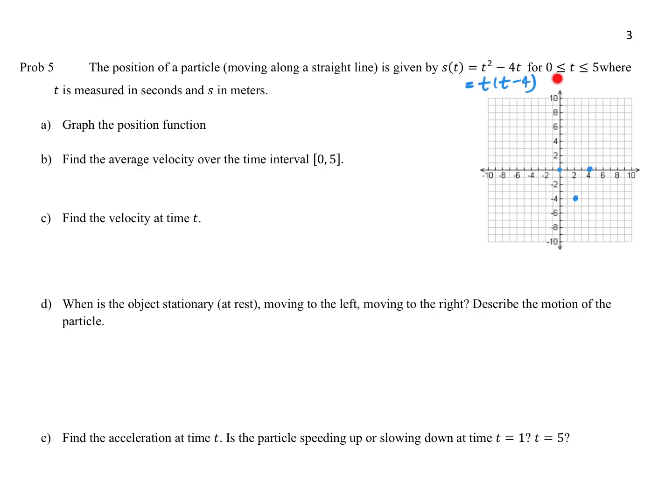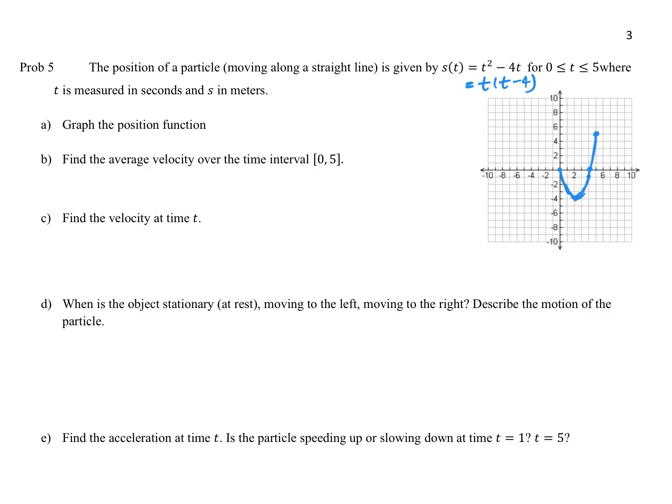I'm going to just look at the range from 0 to 5. When t is 5, that's 5 times 5 minus 1, which is 5 times 1, which is 5. So when t is 5, s is 5. So the graph looks like this.